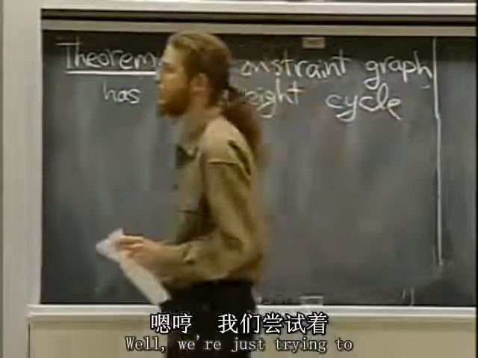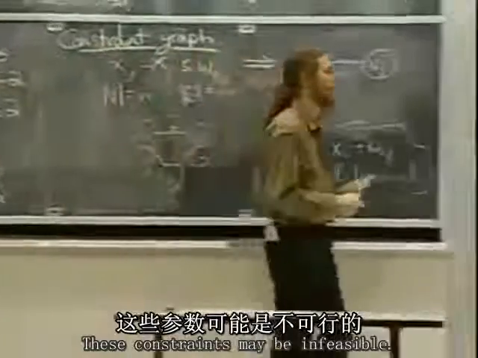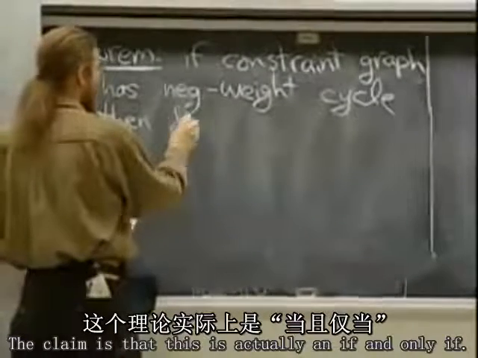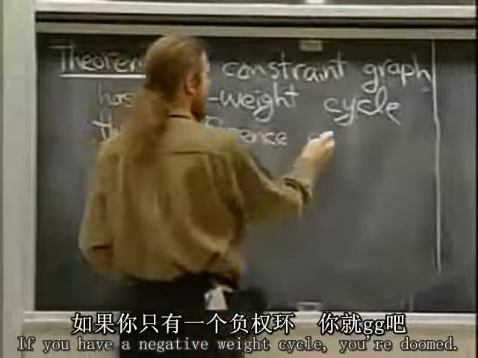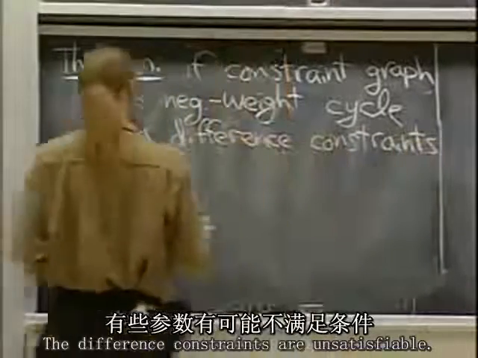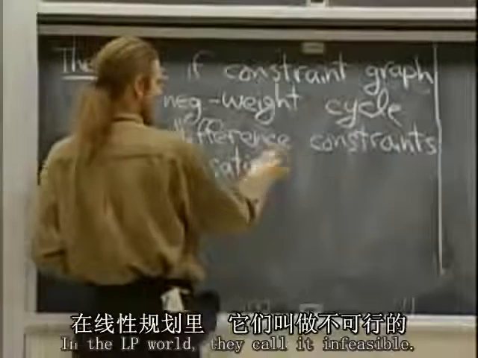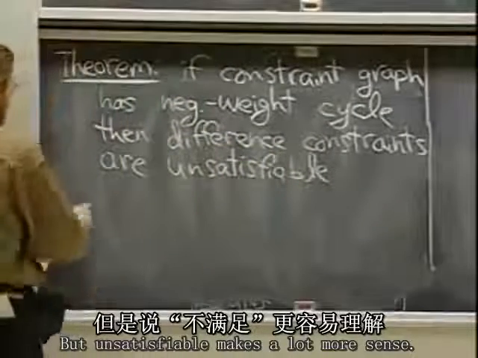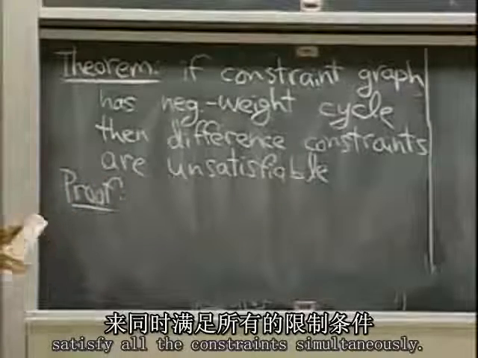Well, we're just trying to satisfy this system of constraints. So the bad thing is there might not be any solution. These constraints may be infeasible. And that's the claim. The claim is this is actually an if and only if. But first we'll prove the if. If you have a negative weight cycle, you're doomed. The difference constraints are unsatisfiable. That's a more intuitive way to say it. In LP world, they call it infeasible. But unsatisfiable makes a lot more sense. There's no way to assign the xi's in order to satisfy all the constraints simultaneously.